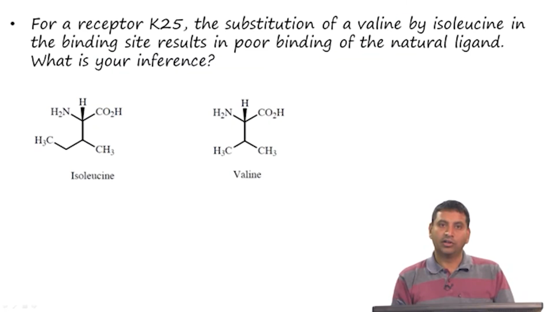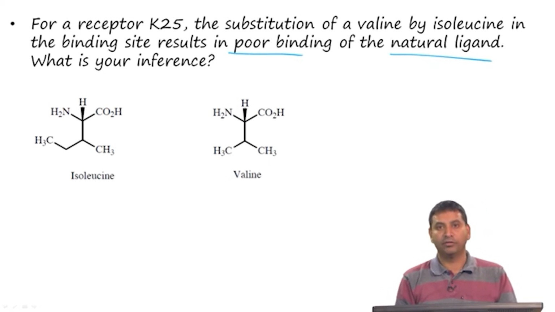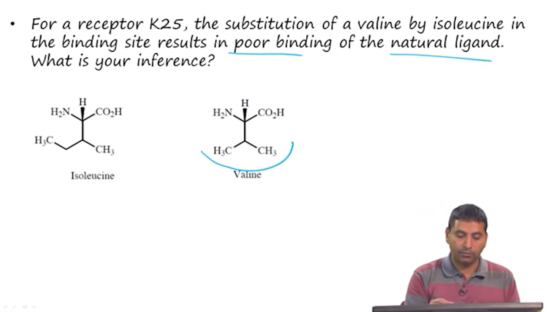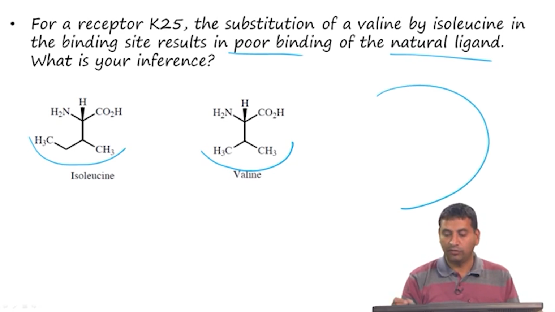The next question. For a receptor K25, the substitution of a valine by an isoleucine in the binding site results in poor binding of the natural ligand. What is your inference? Again, the technique that we would use here is mutation. So, you will substitute a valine, which is shown here, by isoleucine. Let us imagine that the binding pocket of the receptor is shaped like this, and maybe the valine is sitting over here.